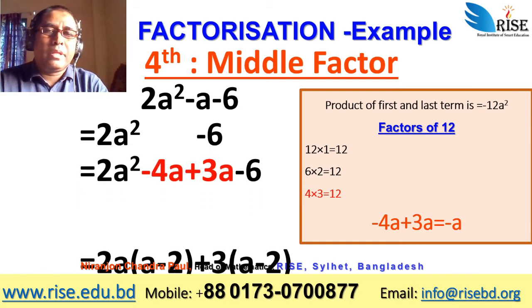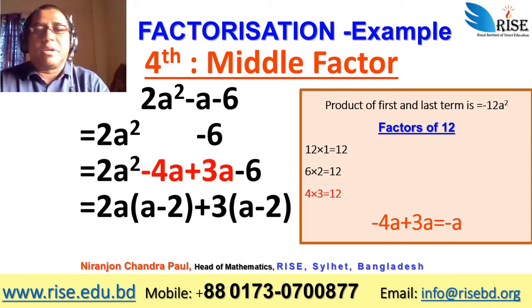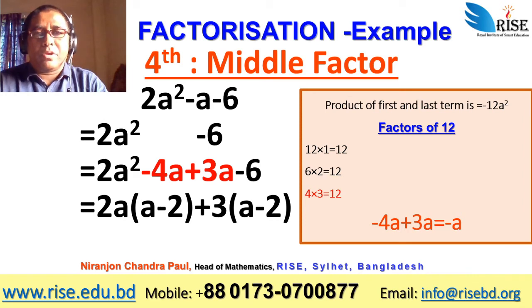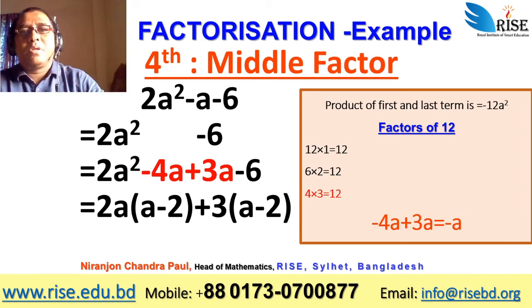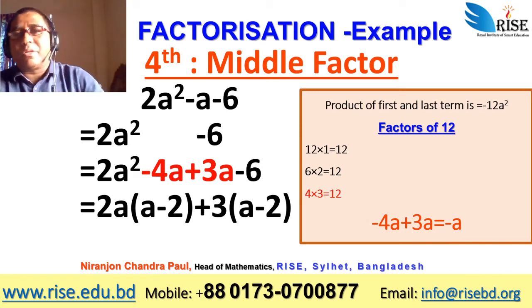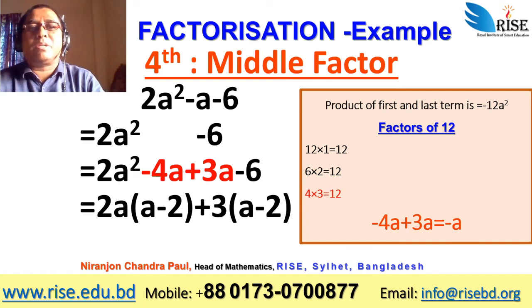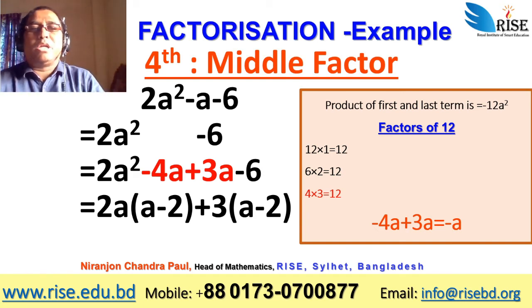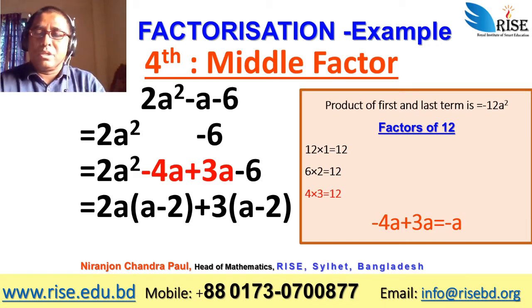Just have a look. Then take x common. But if you think of other terms, then you cannot. So this is the trick of middle factor. Always follow the steps that I showed now. First, you just remove the middle one, and then think what are the factors of the product of the first and last terms. Then you write it down, and then think which 2 I should choose. Then easily you can solve it.